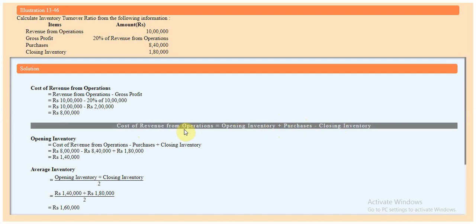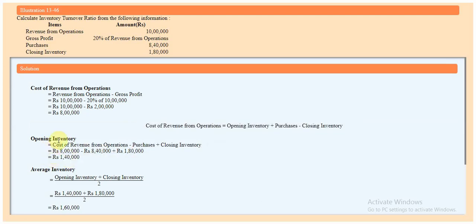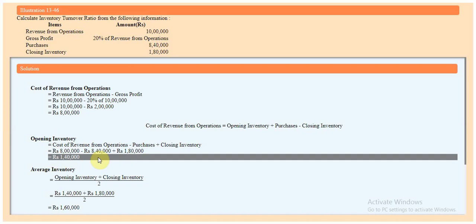Now we have the cost of revenue from operations, we have the purchases, and we have the closing inventory. So the remaining part is opening inventory. With that formula we can find out opening inventory. That is what is done in these steps. So opening inventory is equal to rupees 1,40,000.